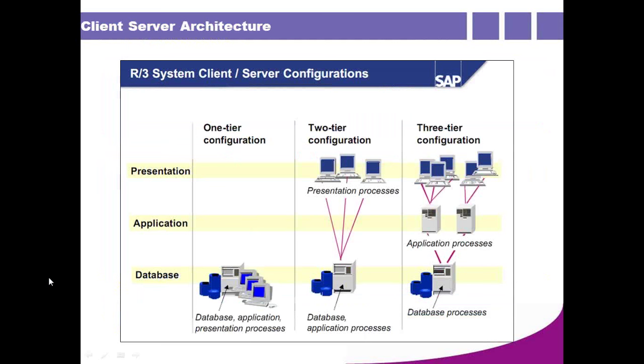See these three layers, how we can use them, we will see now. We can configure these three layers in three ways: one tier, two tier, and three tier. What are one tier, two tier, and three tier? We will see now.